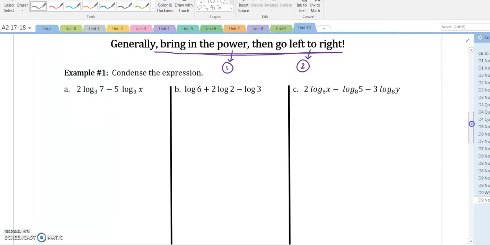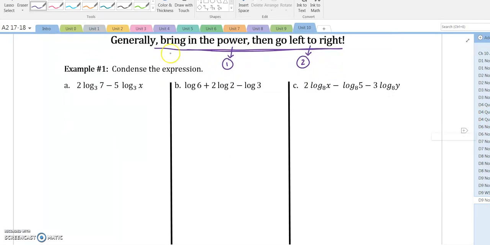Let's try it. So, in example 1, condense the expression. And condense means write as one log. Write as one log. I know it looks weird. Let me try that again. One log. Okay, there. Now I'm satisfied.